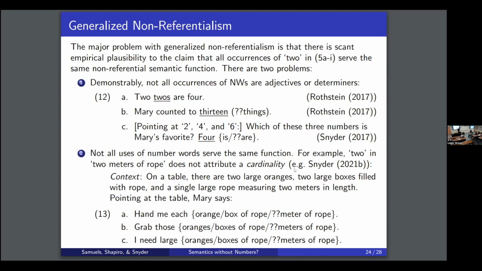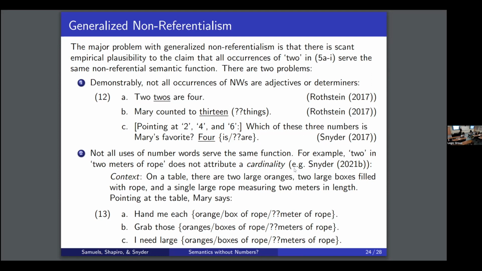In the first case, 13 is a numeral, it's a name. In the second case, it's an adjective or a determiner. Finally, I think I've already given this example. Pointing at 2, 4, and 6, which of these 3 numbers is Mary's favorite? "4 is," that's fine. "4 are" is bad, there are only 3 numbers there. So again, 4 there has to be a numeral, has to be a name.